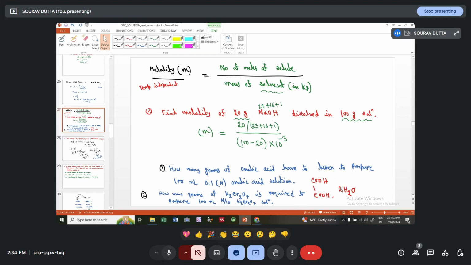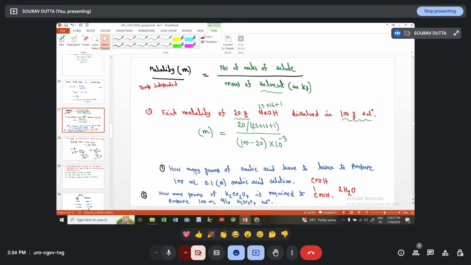That's why I have written here the exact molecular formula of the oxalic acid. So you can easily find out the number of grams of oxalic acid. I think you will have done it. And if there is some problem, then I can discuss it in my next class. Okay.